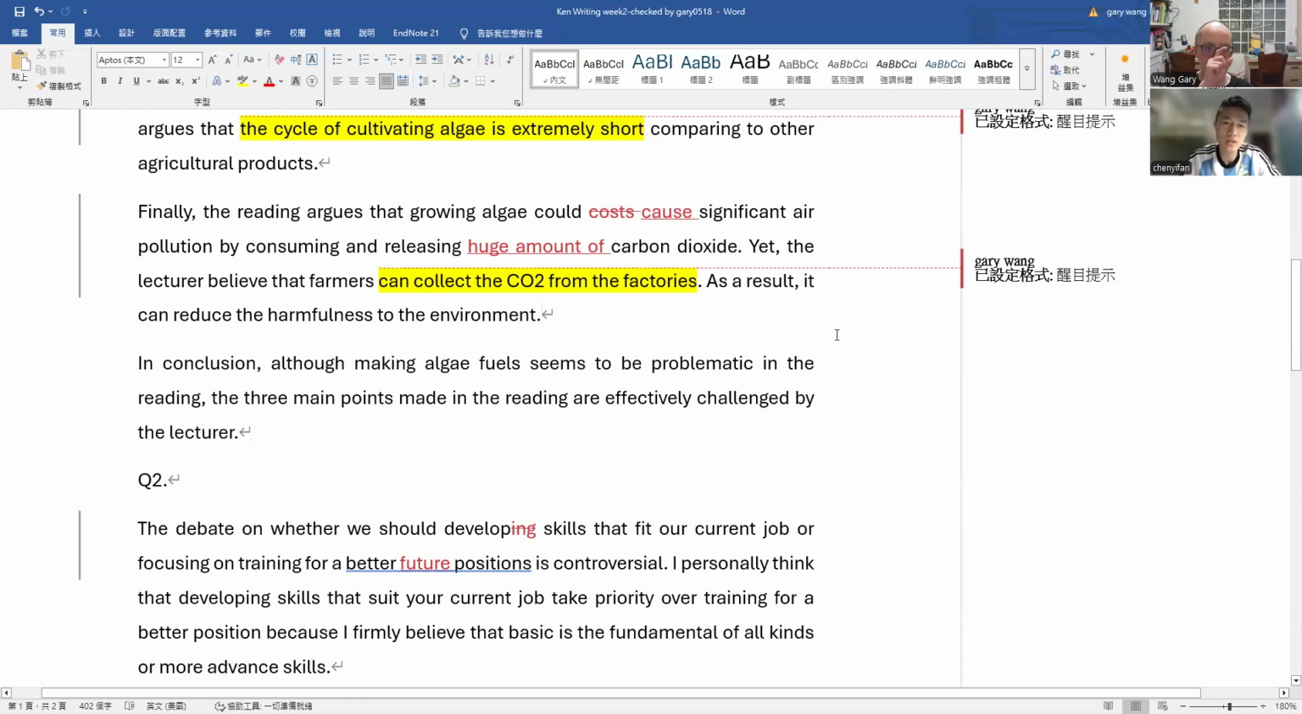Great. Finally, the reading argues that growing algae could cause significant air pollution by consuming and releasing huge amounts of carbon dioxide. Yet, the lecturer believes that farmers can collect the CO2 from the factories. As a result, it can reduce the harmfulness to the environment. So I think you got tired when you were writing this. It's "to cause significant air pollution by consuming and releasing huge amounts of carbon dioxide." Sometimes we need some dramatic terms.